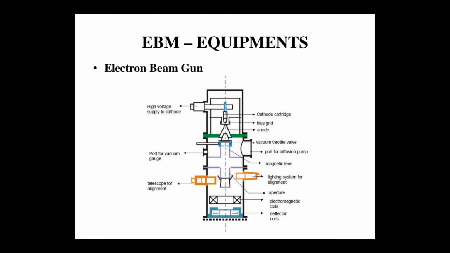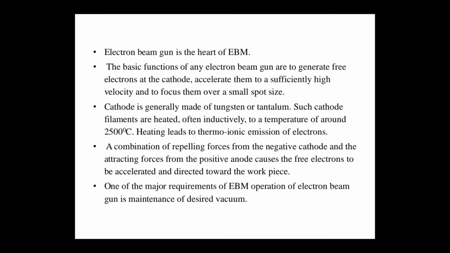Now we'll discuss the electron beam machining equipment or setup. The first component is the electron beam gun. Here I have shown its figure. The electron beam gun is the heart of the EBM. The basic functions of any electron beam gun are to generate free electrons at the cathode, then accelerate them to a sufficiently high velocity, and focus them on a small spot size. The cathode is generally made of tungsten or tantalum.